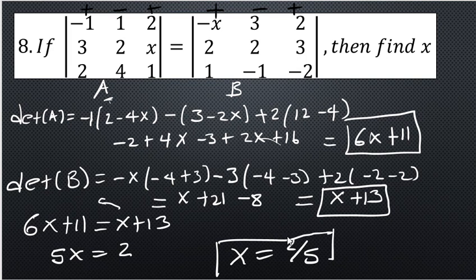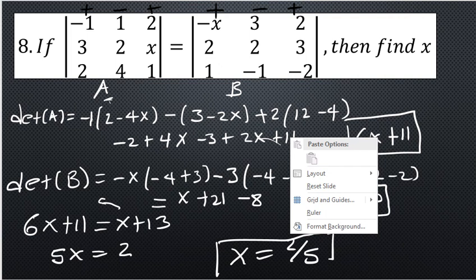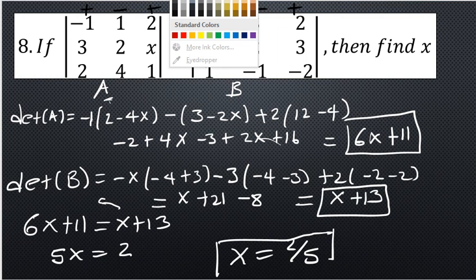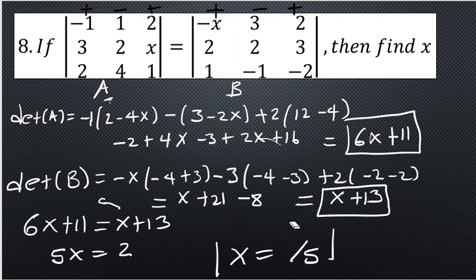This is the final answer, it is 2 over 5. Let us correct it because it looks mixed. This is 2 over 5. Okay, let's continue to the next question now.